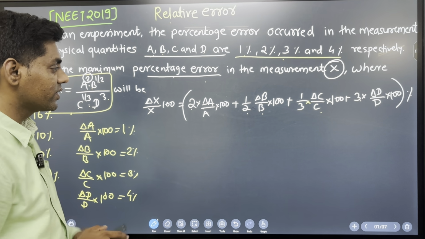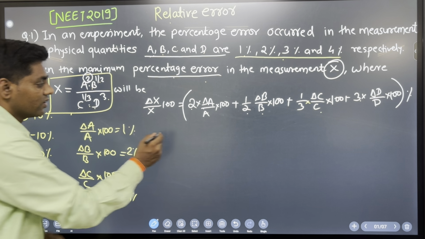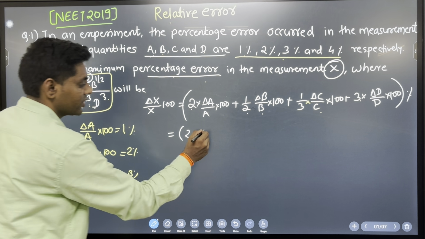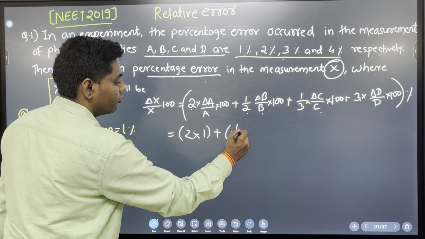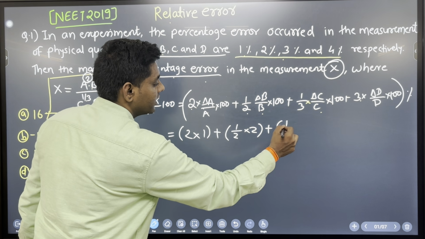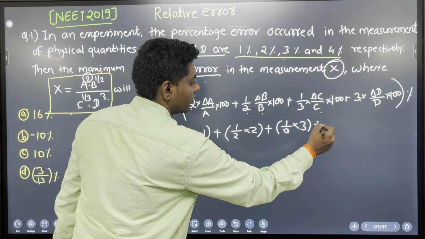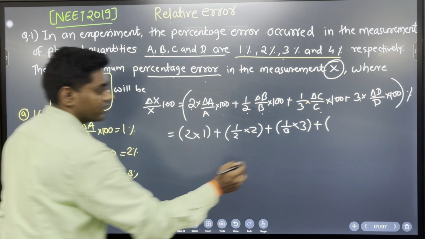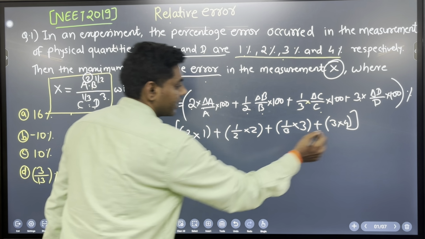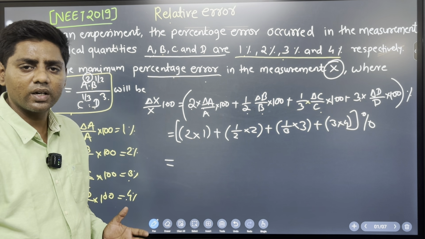So the question is very easy. Then substitute the percentage errors in terms of A, B, C, D. So what do we get? 2 multiplied by, for A the answer is 1%. Then for B that is 2%, then for C that is 3%, and then for D that is 4%. So it becomes 3 into 4. Bracket complete. All this we have to calculate in terms of percentage. You have to calculate quickly, very easy.